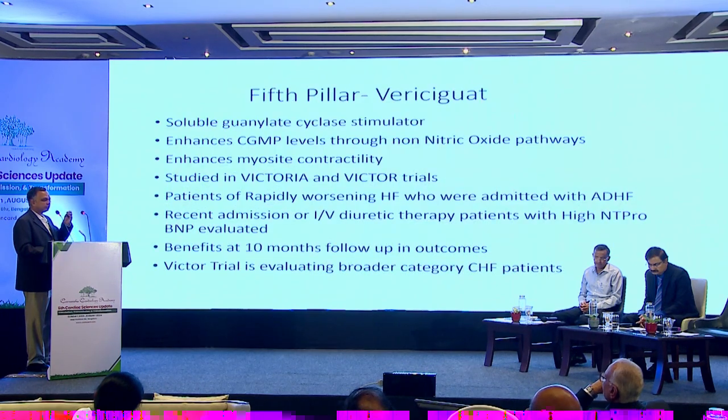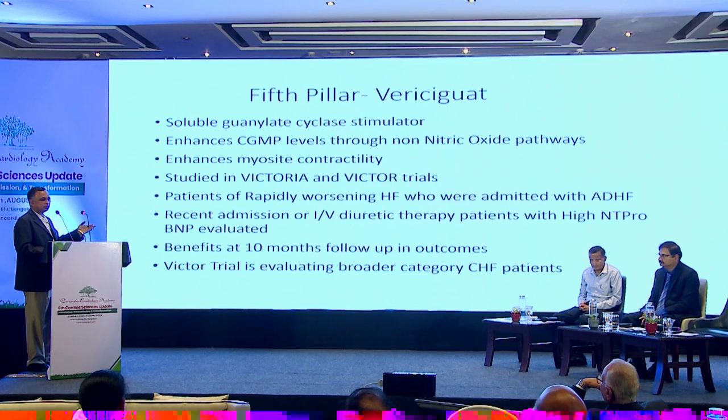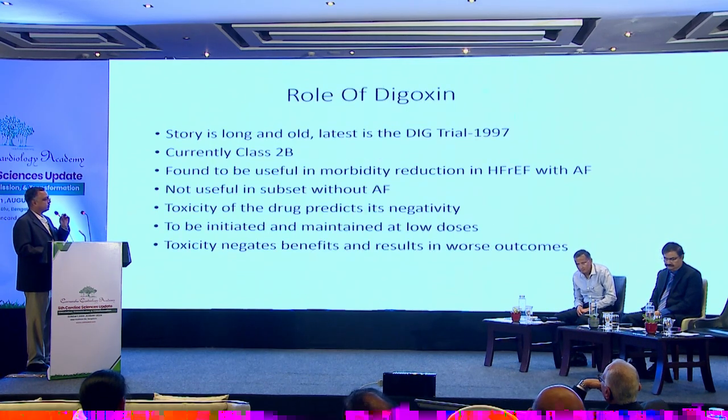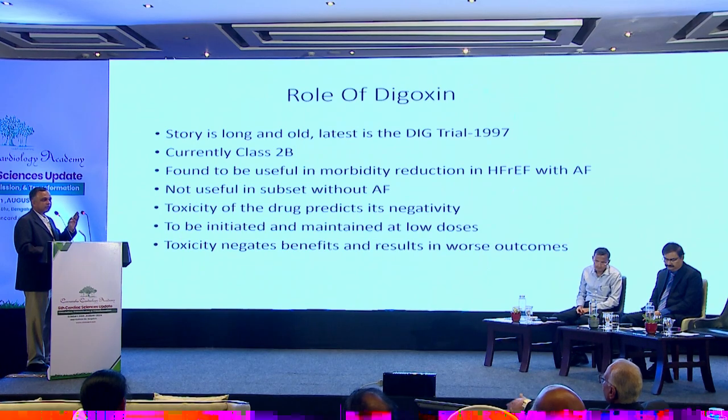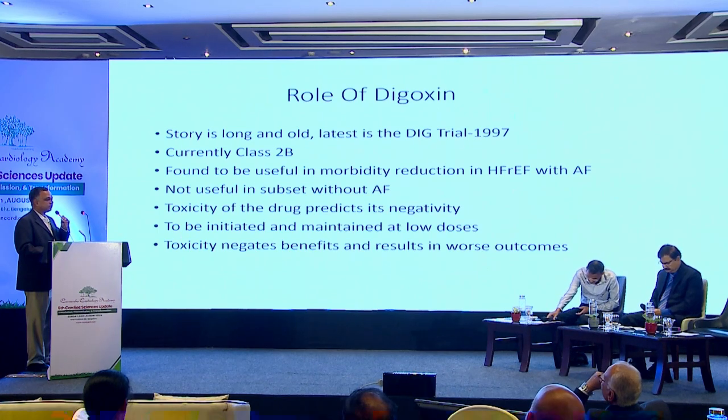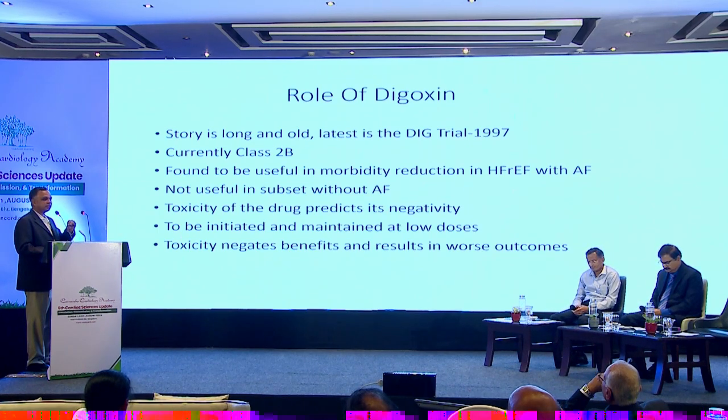Fifth pillar, where you got a small word, now the effect is coming. We have been using this drug, though our experience is less, is found to be useful to prevent morbidity and mortality. No heart failure reduced ejection fraction comes out without mentioning this drug, but the toxicity of this drug digoxin is such that it negates its benefits, but definitely found to be useful in heart failure in those patients where there is atrial fibrillation and not otherwise.